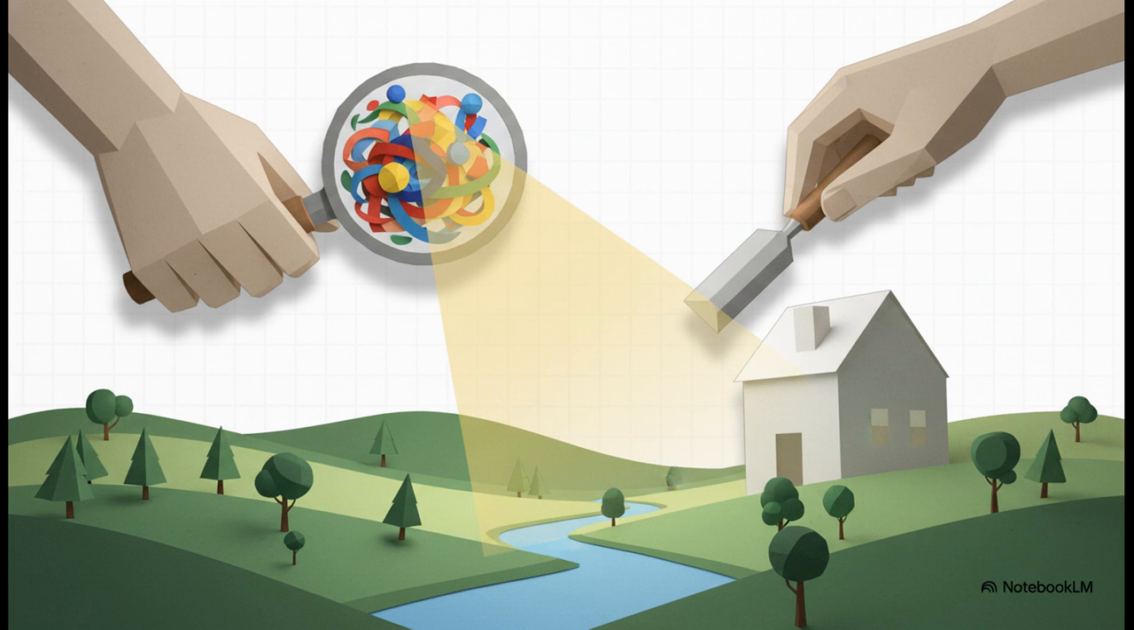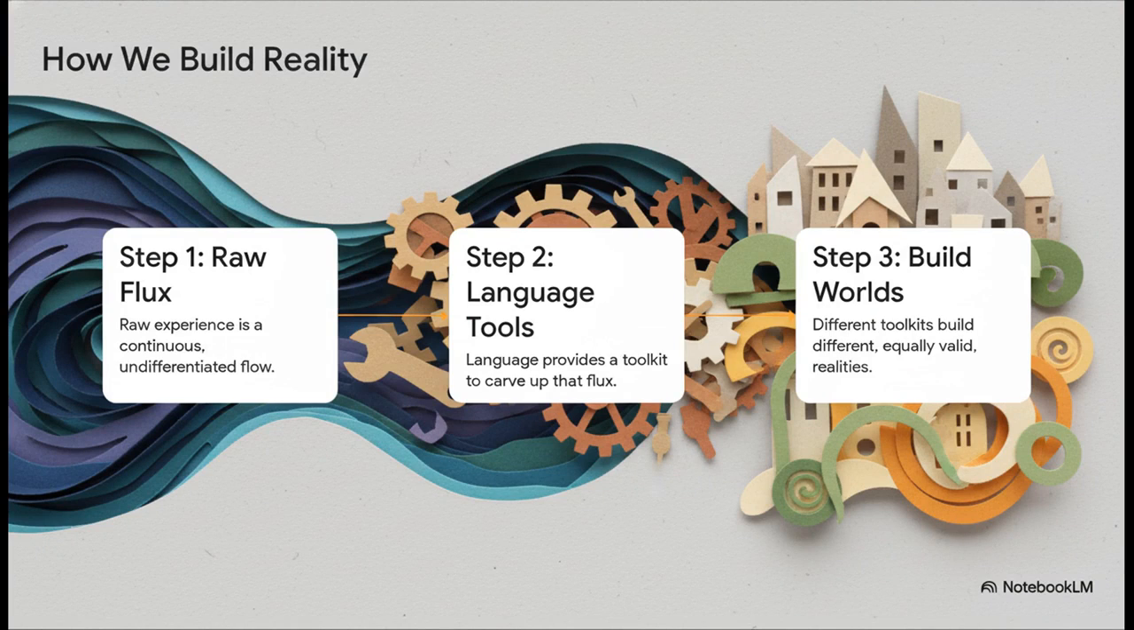The answer is co-creation. We are active partners in building the reality we experience. Here's how it works. Step 1, raw, unfiltered experience is just this continuous, chaotic flow of stuff. Step 2, our language gives us a toolkit, a set of conceptual knives and buckets to carve up that flow. And step 3, different languages give us different toolkits. An English toolkit carves out stable objects, while a Straits Salish toolkit carves out dynamic processes. They build different but equally valid realities.